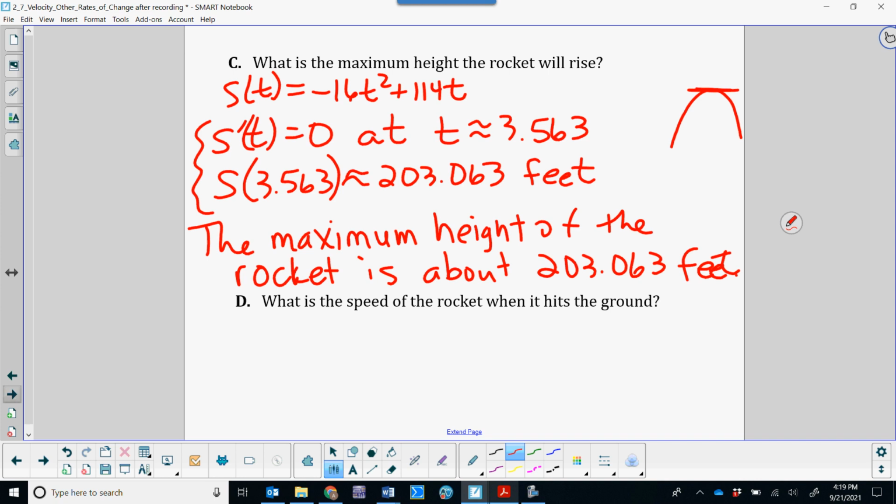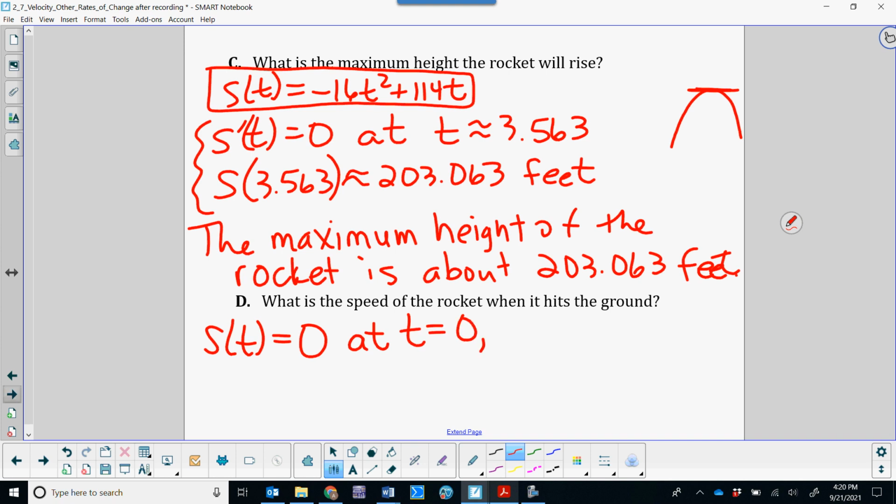What is the speed of the rocket when it hits the ground? So when is it going to hit the ground? Well, if this is the position, then the position would equal 0 if it was on the ground. Not the derivative equal to 0, but the position itself would be 0. That's how I know it would hit the ground. Again, it's a calculator question, so you say s of t equals 0 at, you just do it in the calculator, t equals 0 or t equals 57/8. You can write the decimal down or you can write the fraction. Well, 0 is where it started, so that's not what I need. I need to use the 57/8.